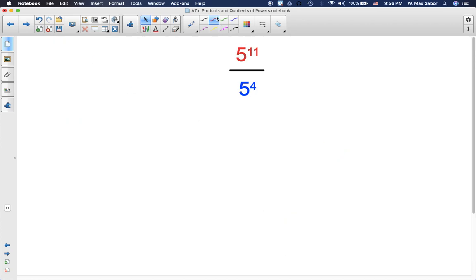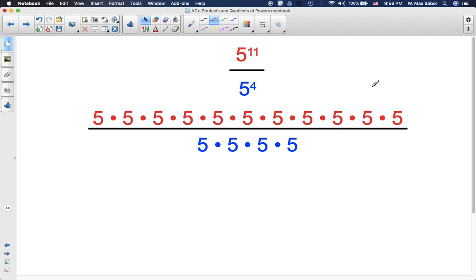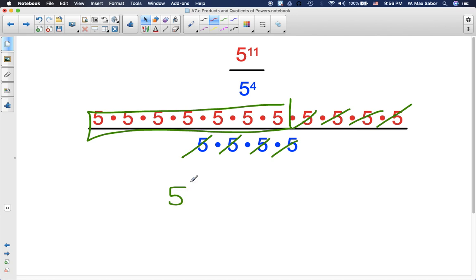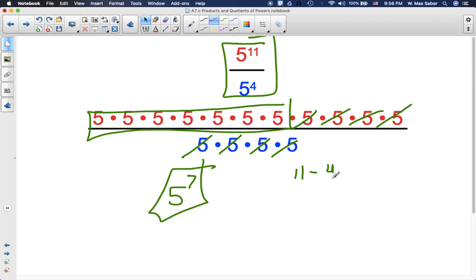Okay. Our division rule. So if we see something like this, 5 to the 11th over 5 to the 4th, well, that's the same thing as 11 copies of 5 multiplied together, divided by 4 copies of 5. And if we continue this pattern, well, there are 1, 2, 3, 4 copies of 5 that cancel out. And we're left with 5 to the 7th as our answer. Well, how can we get from 5 to the 11th and 5 to the 4th to 5 to the 7th? 11 minus 4 gives us 7, and that pattern will continue.